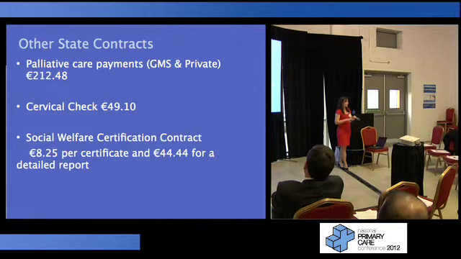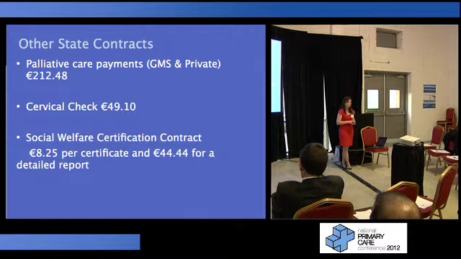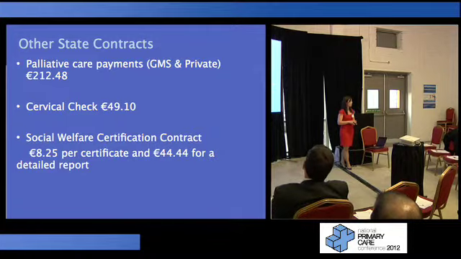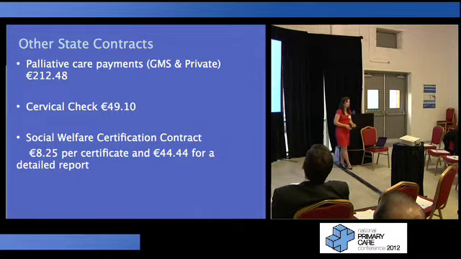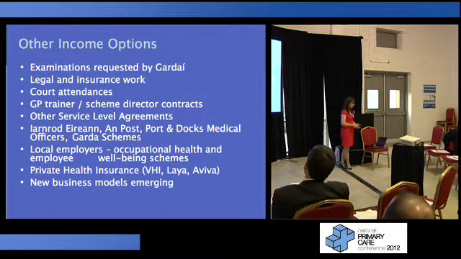Okay, so we don't have time to get into everything in intricate detail, but I think it's worth flagging palliative care payments, because not everybody realises that they're there, and certainly not everybody realises that private patients, as much as medical card patients, can be claimed for palliative care. Cervical check obviously has become really a staple for lots of practices at this stage, particularly practices with a large female cohort, and €49.10 per visit is definitely worth carrying out those smears. And the social welfare contract was $8.25 per certificate and $44.44 for a detailed report. Again, we could probably spend all day talking about social welfare certs on their own, but here I just want to touch on them to make sure that everyone's aware of what they're getting.